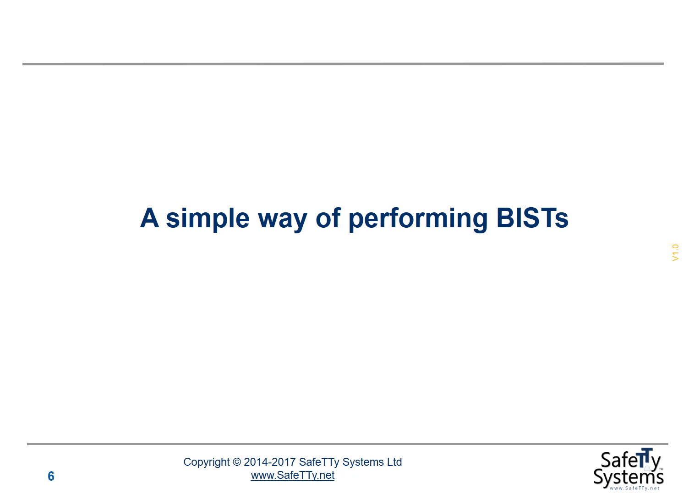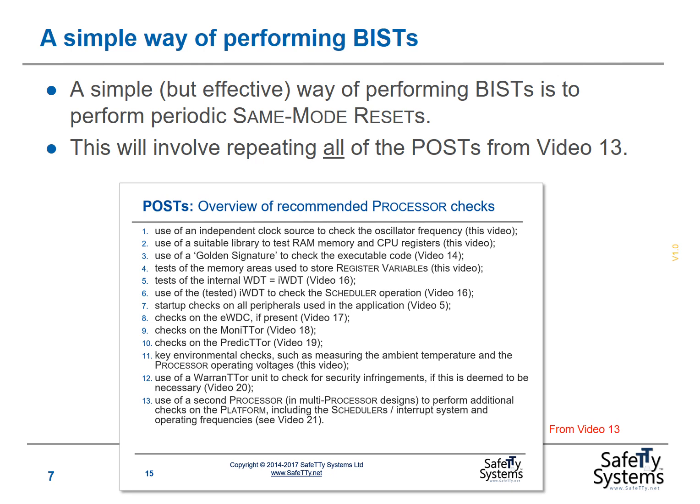So how can we perform appropriate built-in self-tests to ensure that our system is operating correctly? Let's start with the simplest solution. A simple but effective way of performing BISTs is to perform periodic same-mode resets. We discussed same-mode resets in video 8. If we perform a same-mode reset in a system that has a full suite of power-on self-tests, we can repeat all of the power-on self-tests from video 13 on a periodic basis. A list of the tests that we might perform is summarized below.